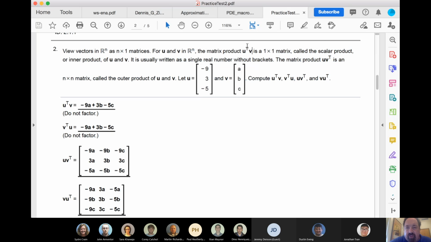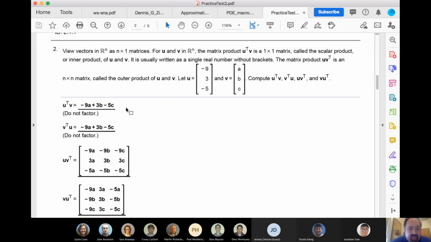When the first vector is transposed, that's a dot product. U transpose V is where you would make U into a row, and V is still a column. When you multiply them, you're again multiplying corresponding entries, minus 9a plus 3b minus 5c, and adding them all up. So that's the scalar or inner product. And inner product might be easier to remember because the transpose is on the inside.